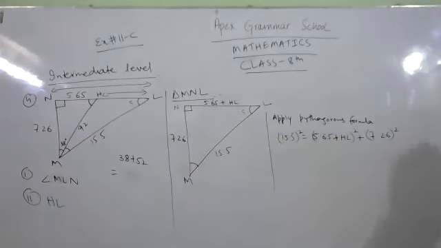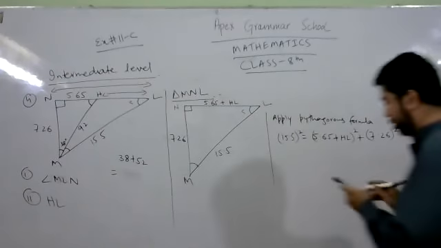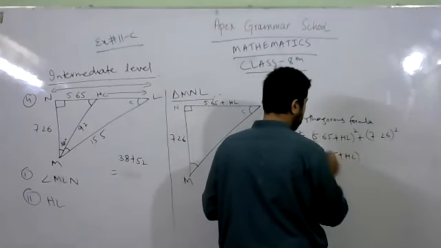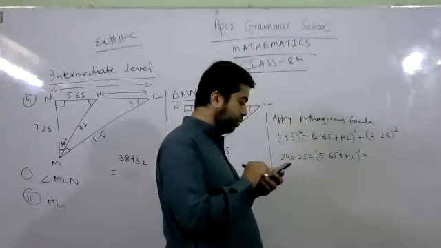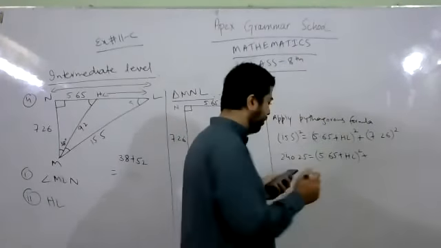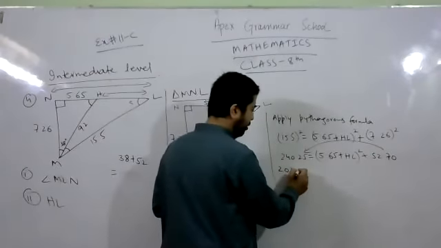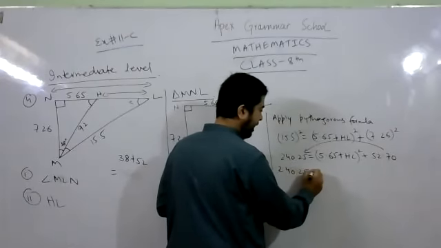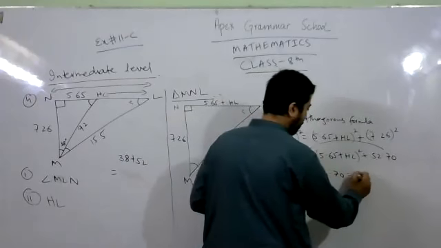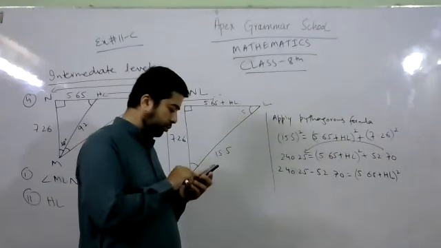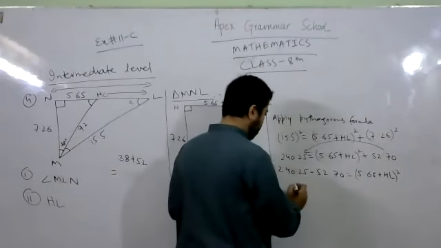Now solve this. 15.5 square is 240.25, equal to 5.65 plus HL whole square, plus 7.26 square, that is 52.70. This will be minus. 240.25 minus 52.70 is equal to 5.65 plus H whole square. Now subtract them. 187.54.